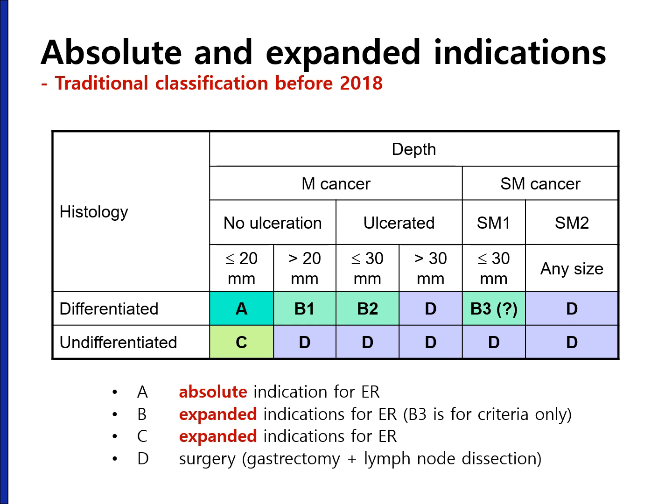B3 lesion, which means minute submucosal invasion for differentiated type histology, is not indicated for both recent Korean and Japanese classifications, but included in the curative resection histology in both countries.